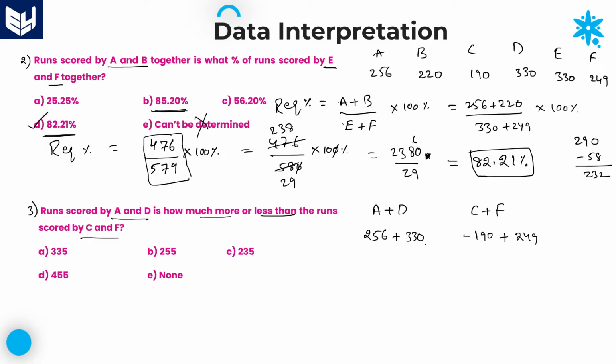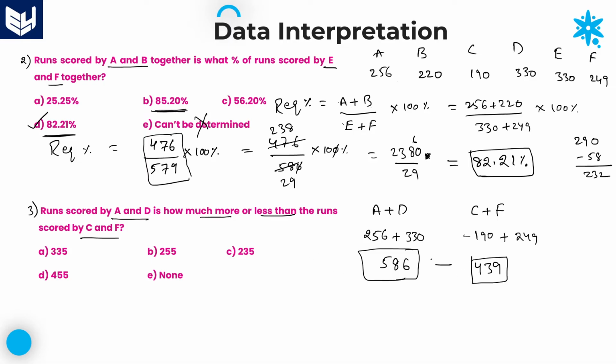Now look at this value. Here A plus D is equal to units plus 6, tens plus 8, next hundreds plus 5, 586. Whereas coming to this C plus F, units place is 9, tens place 9 plus 4, that is 13. 1 is carry forward. 2 plus 2, 4, 439. Here we need to calculate how much more or less runs scored by A plus D is. Definitely 586 is more as comparing with 439, C and F runs scored.